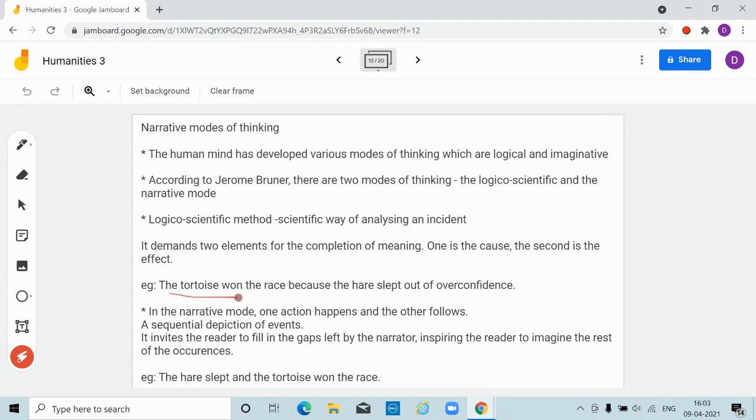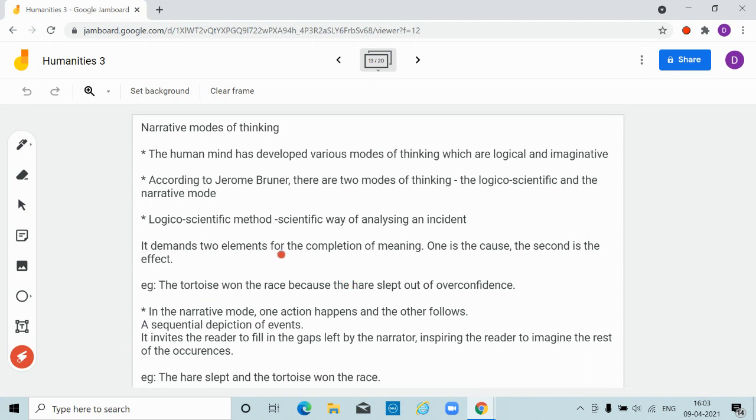Let's take a very famous example. The tortoise won the race because the hare slept out of overconfidence. Now, the tortoise won. What was the cause for that winning? It's not because of the ability of the tortoise that it won, but because the hare slept out of overconfidence. That is the cause, right? And the effect is that the tortoise won the race because of it.